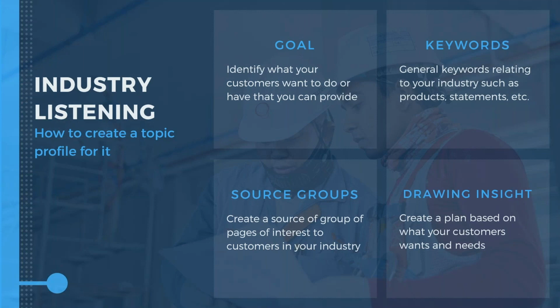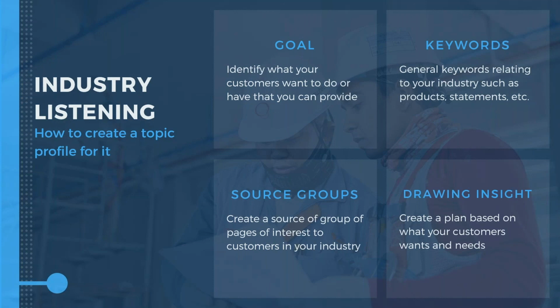So these are the type of keywords that you might want to consider when you're building that industry listening topic profile. And then for source groups, this can be different page interests. So you have much more freedom as compared to brand listening or competitor listening. This time, if there's any specific page that you want to listen to, maybe, let's say you're in the travel industry again, you might want to listen to a travel goals group or a travel vacation goals group or something like that. And when you're drawing insight for industry listening, the idea is that you want to create a plan based on what your customers want and what your customers need.